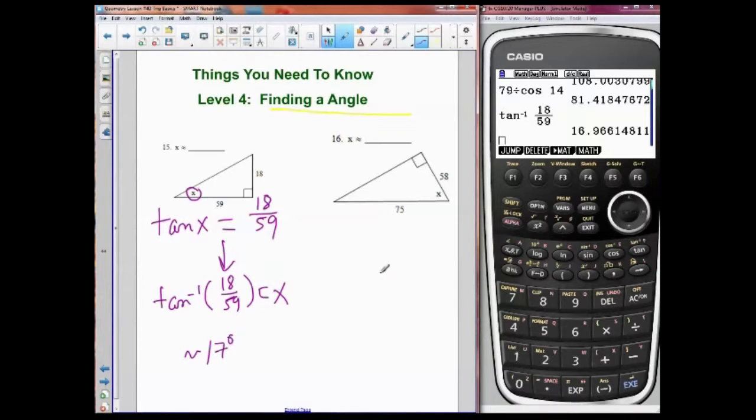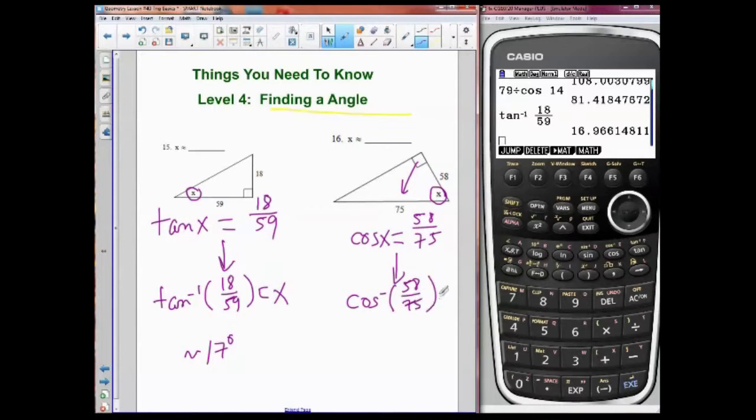Let's do the same thing over here. So we have our angle. My eyeball goes to that first. I have adjacent and my hypotenuse opposite my 90 degrees. That means I'm dealing with cosine. I'm going to put in cosine of my angle is equal to my adjacent over my hypotenuse. And straight away, definition, inverse time. And I'm going to put 58 over 75.